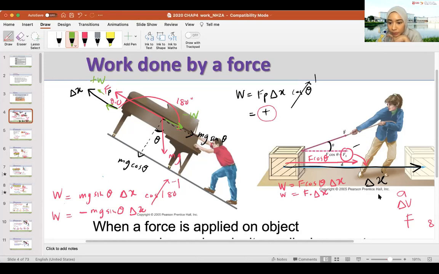Any more questions? No questions. So Amy is asking, do all the forces have different work done? Yes, they will have different work done, but there is a shortcut to this. We will learn that shortcut later, but for now I explain them one by one first.